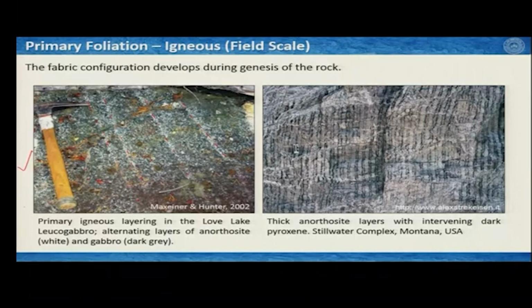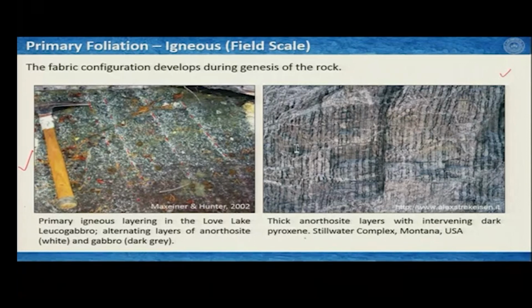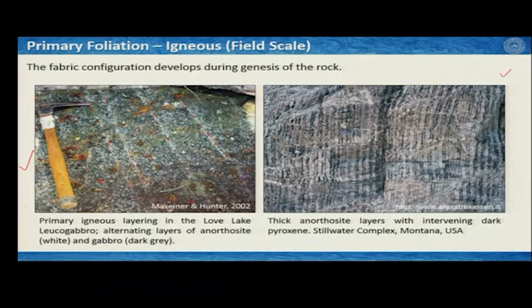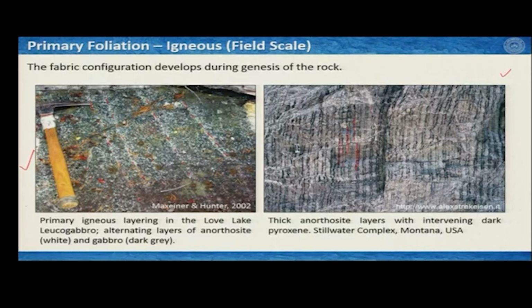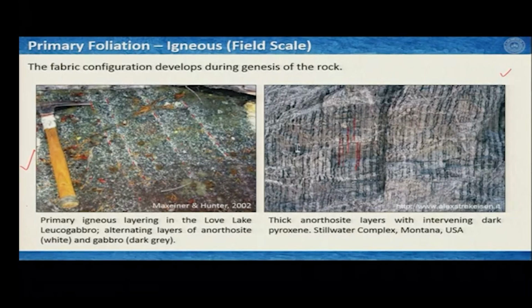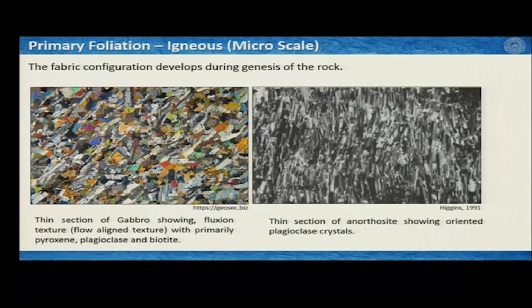The second image is also very interesting. This is a thick anorthosite layer with intervening dark pyroxenes. So, the host rock, the whitish rock, is anorthosite, and within this anorthosite you have thin alternating layers of pyroxenes. Now, how do they form? Let us have a look at their microstructures. This we have seen as the field photograph, and now let us have a look at their microstructures.